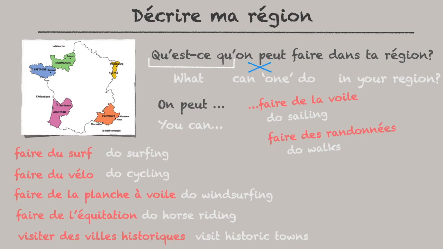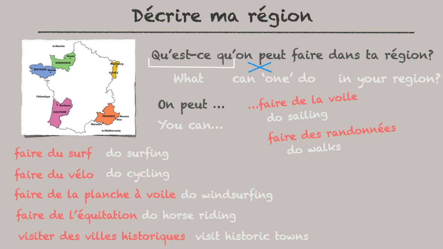Dans ma région, on peut visiter des villes historiques. Right, just looking at the one cycling again. On peut faire du vélo. So you can do cycling. You can also add that on to des randonnées that we had earlier to do walks. So you can sort of go for a hike on your bicycle.